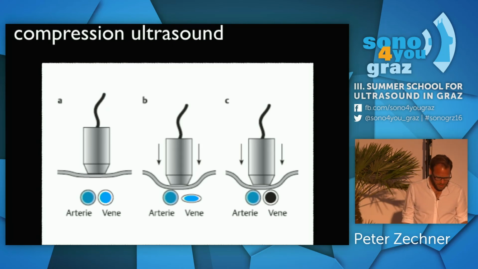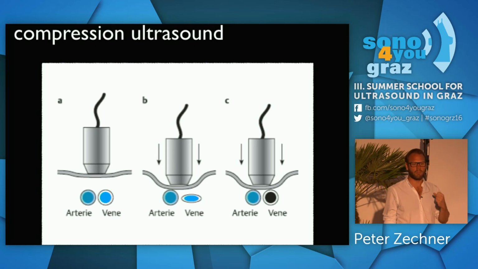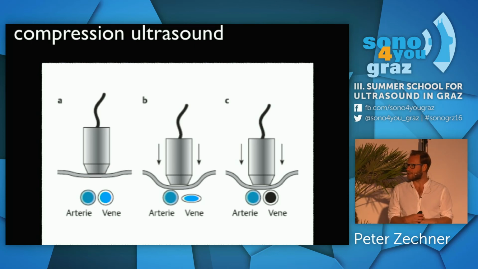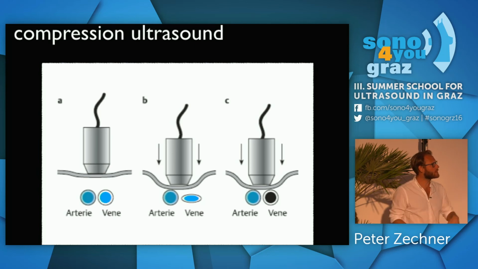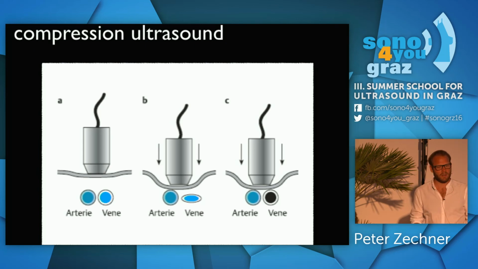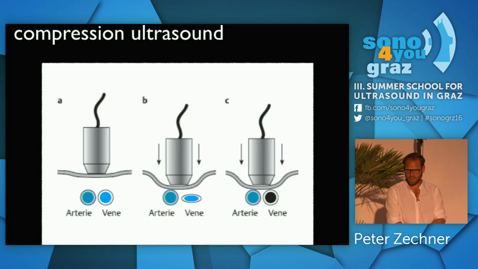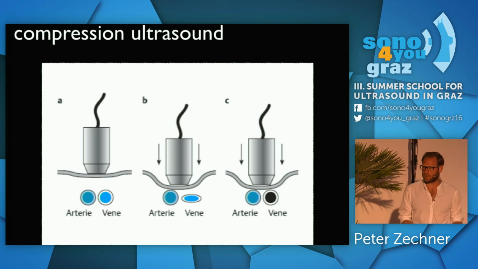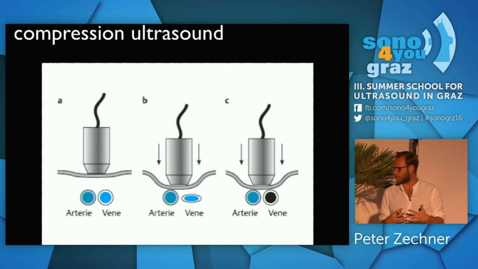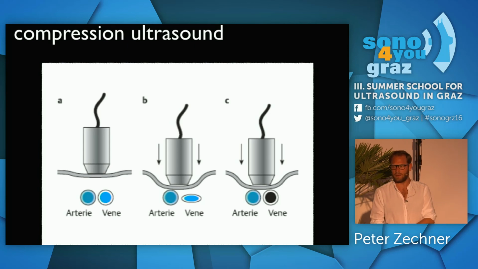So how does it work? It's pretty easy. We just use the ultrasound probe and try to compress our vein. If the vein can be compressed totally, we do know that there cannot be any thrombosis. Like on the left, on the middle picture, we see a compressible vein. On the right picture, we can see a thrombus within the vein, and this vein would not be compressible. So we just use compression to see if the vein is compressible or not. If the vein is compressible, we can exclude thrombosis in this region. If it's not compressible, it's very likely to be thrombosis.